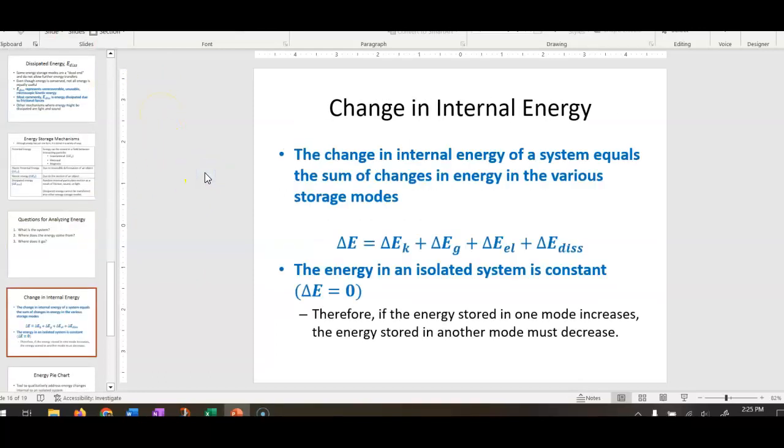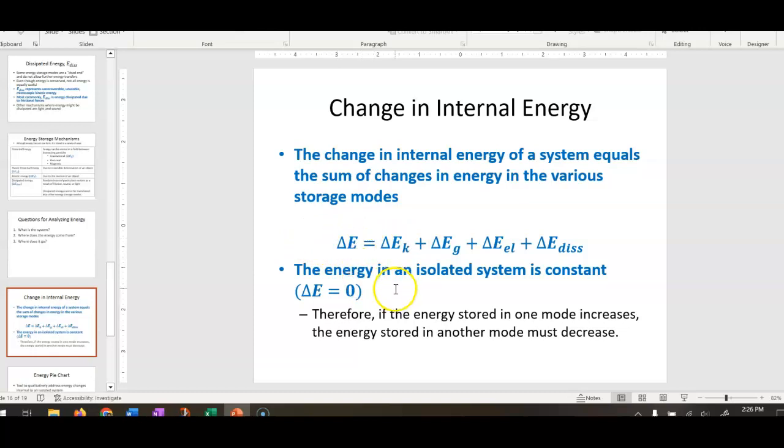Okay, so we've talked about how energy is stored in an object as internal energy, and the change in internal energy of a system equals the sum of the changes in all of the various storage modes. Okay, so we've mentioned 4 storage modes. Those are the only 4 we're going to talk about: the kinetic, gravitational, elastic, and dissipated energy storage modes. And so if there were changes in the amount of energy stored in those modes in the object, then maybe the total energy of the object would change.